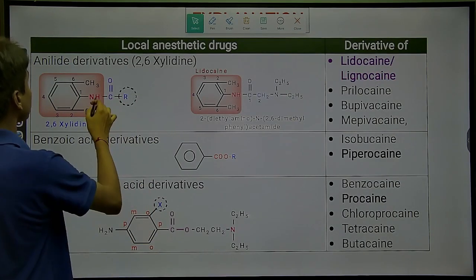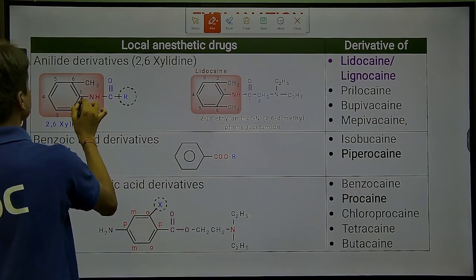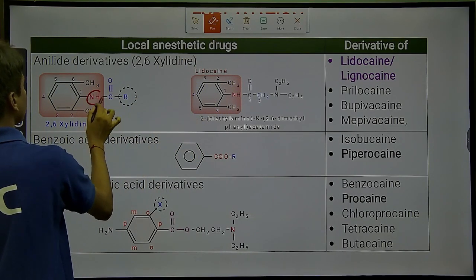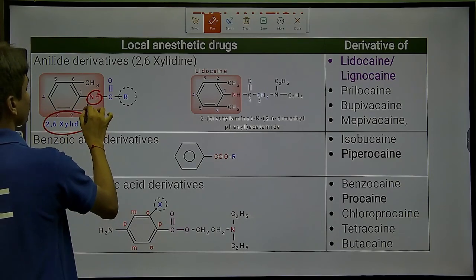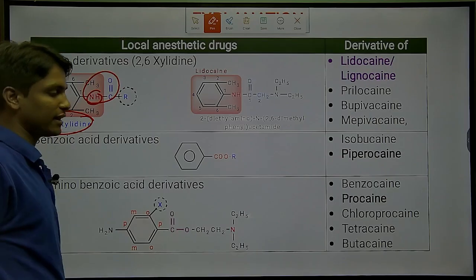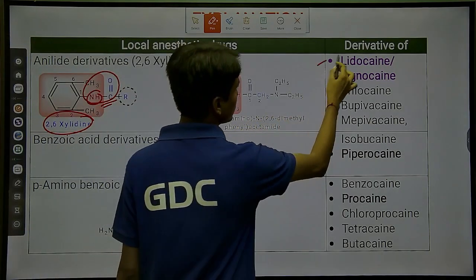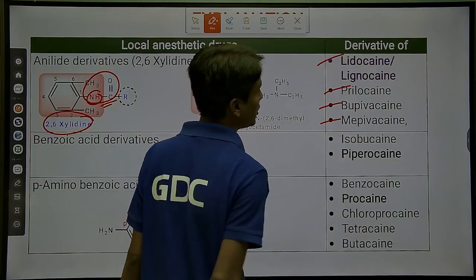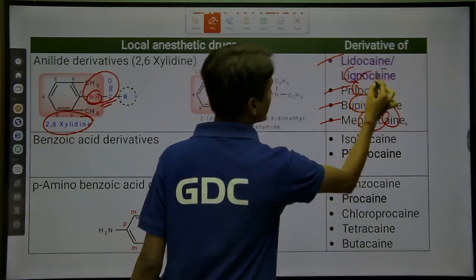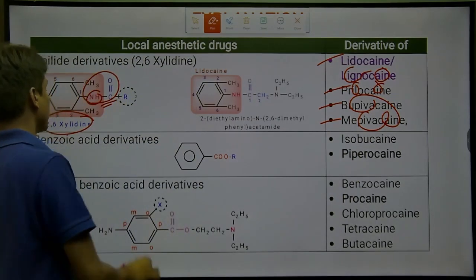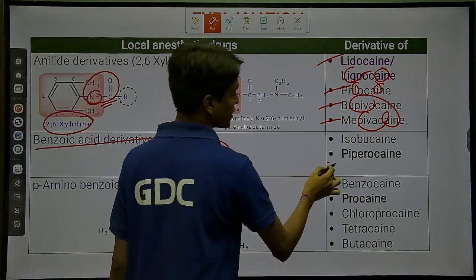See here, lidocaine has a benzene with an NH2 group, that is xylidine. So benzene with NHCO is anilide. The anilide moiety is present in lidocaine, prilocaine, bupivacaine and mepivacaine. All have two O letters, nothing but amide derivatives. Benzoic acid is a benzene with a carboxylic acid. Benzoic acid derivatives are piperocaine and isobucaine.